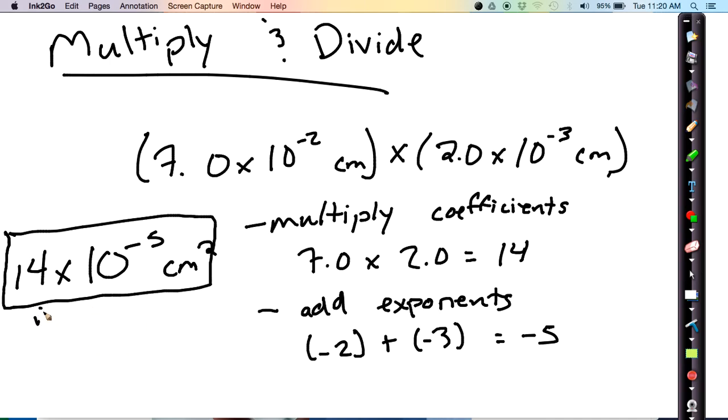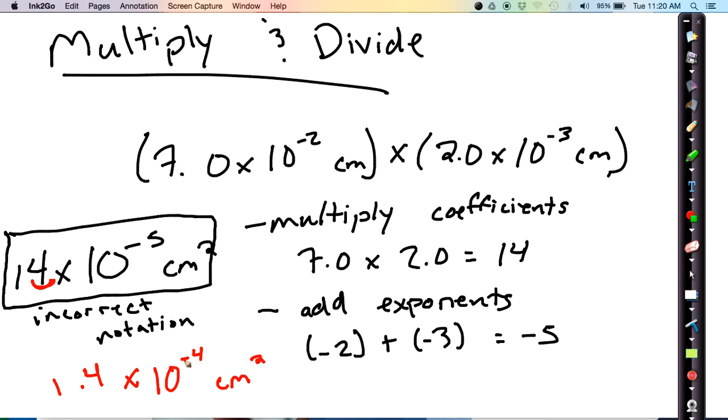Now, this is actually incorrect scientific notation, because we have a number that is greater than 10 for our coefficient. So what I would need to do at this point is to convert that to proper scientific notation. I'm going to move the decimal one place to the left. And remember, the effect of moving the decimal one place to the left is multiplying by 10. 10 to the negative 5th times 10 becomes 10 to the negative 4th. So we've increased our exponent by 1, and we have 1.4 for our coefficient. So 1.4 times 10 to the negative 4th centimeters squared would be the correct scientific notation.